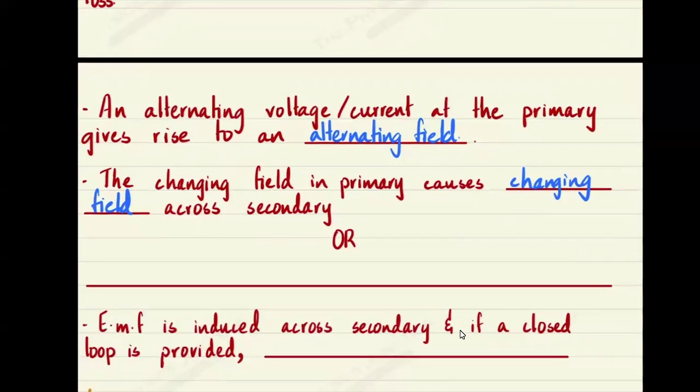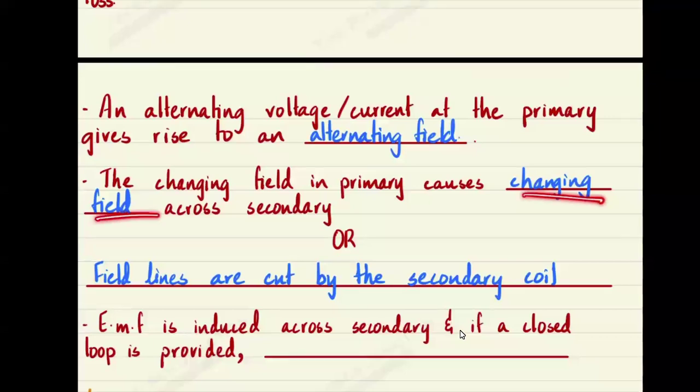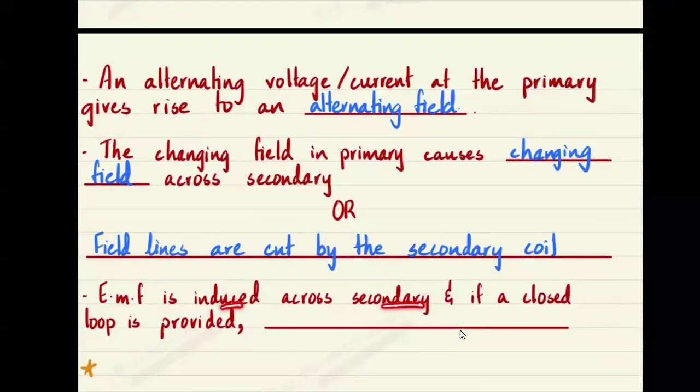Or you can also say this, that field lines are cut by the secondary coil. Again, it's the same thing. It's basically Faraday's law of electromagnetic induction. So whether you say there's a rate of change of magnetic flux linkage, which some people find a bit heavy on the tongue to say, or you can say a changing field, or you can say that field lines are cut by the secondary coil, all of these would work. And because of that, there would be EMF induced across the secondary.